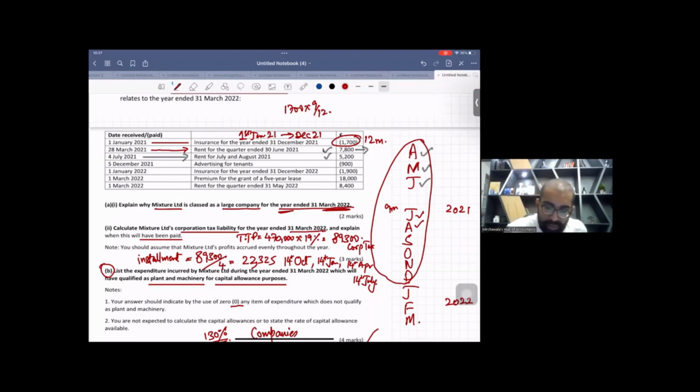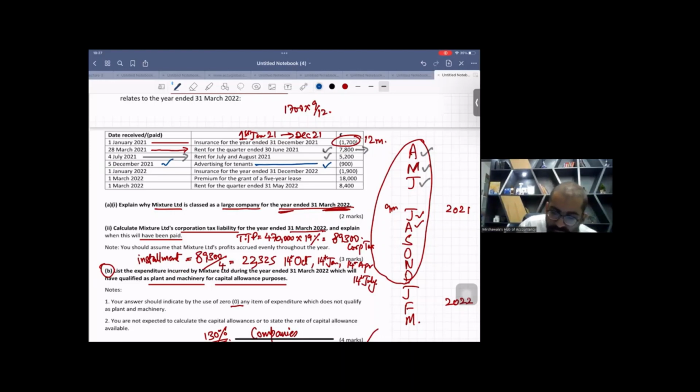Okay. Now, next. Advertising for tenants. See the date, 5th December 21. Advertising is a one-off expenditure. We never apportion it. If it falls in your accounting period, we'll account for it as it is. Yes, this will be an allowed expense.